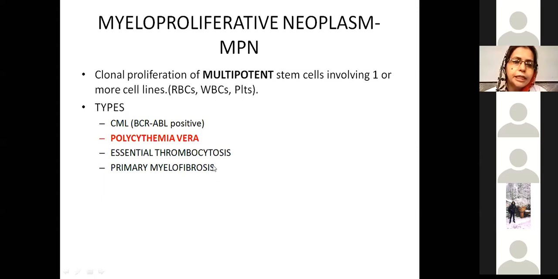And then ultimately we have primary myelofibrosis, which you can say is the spent phase, because the bone marrow may develop fibrosis as all the hemopoietic cells are replaced by fibrous tissue. And all these other subtypes can transform into myelofibrosis as well. So today we will concentrate only on polycythemia vera.